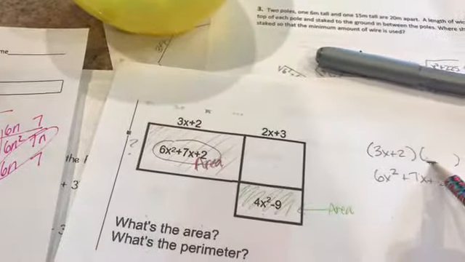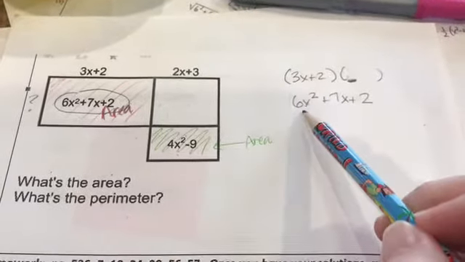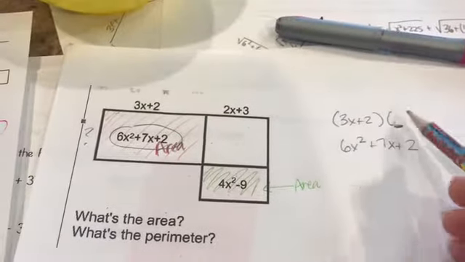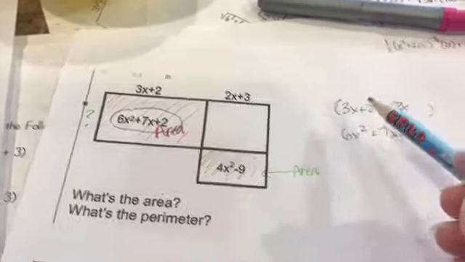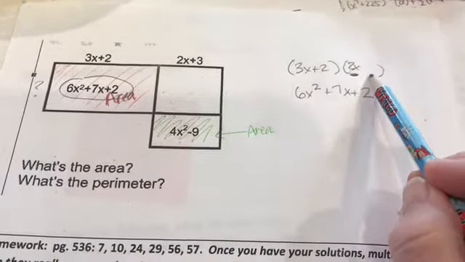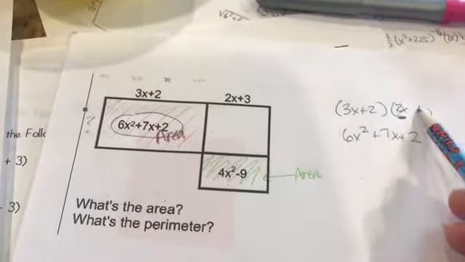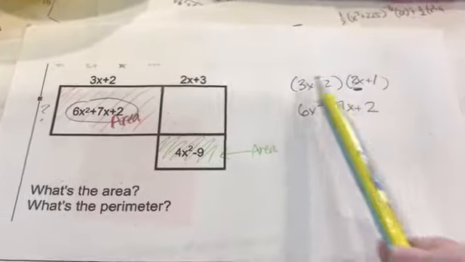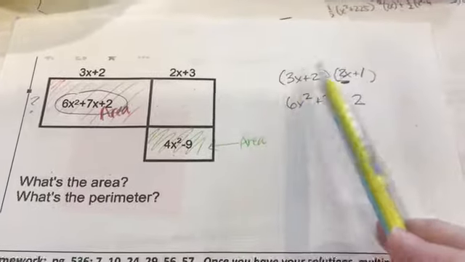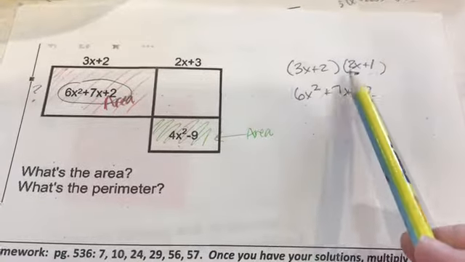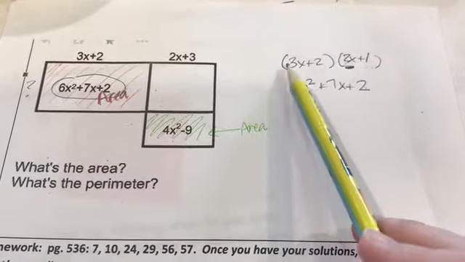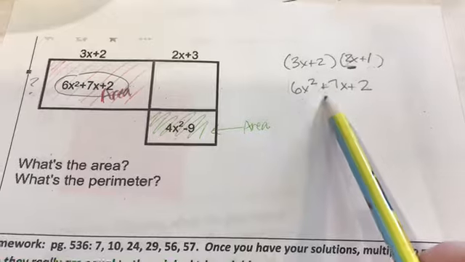So what do you guys think needs to go right here to get us to 6x squared? And hopefully you're thinking 2x. And what do we need here to get us to a positive 2? 2 times 1. And let's check our outside, inside. Outside, 3x, inside, 4x. 3x plus 4x is 7x.